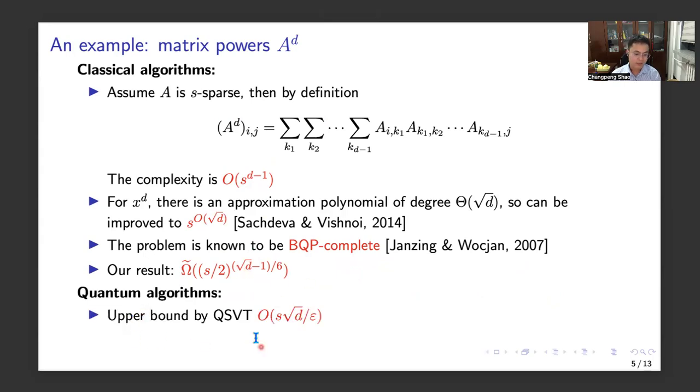And in the quantum case, we can just use the quantum singular value transform, and the complexity is linear in the square root of D. So by comparing these two bounds, we can see the quantum and classical separation is exponential, just from the point of square root of D. We also proved a lower bound in this case. It is the square root of D. So from these two results, we can see the quantum algorithm is optimal from the viewpoint of square root of D.